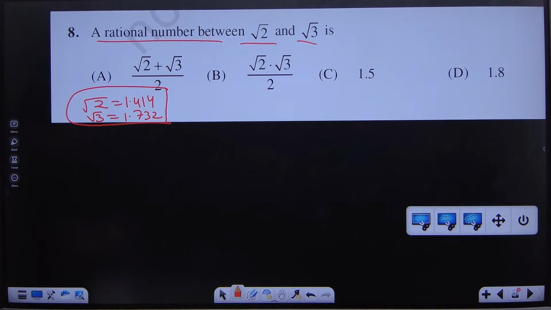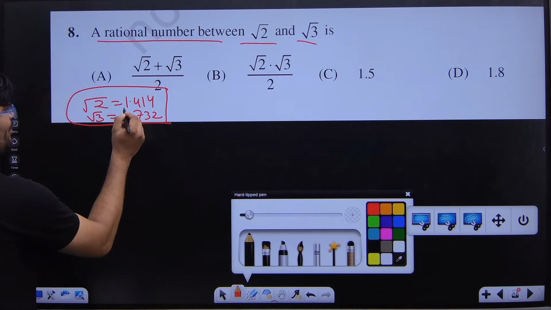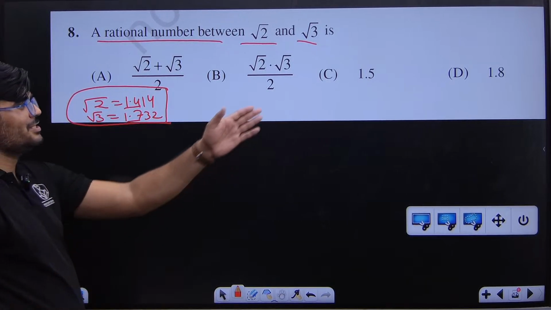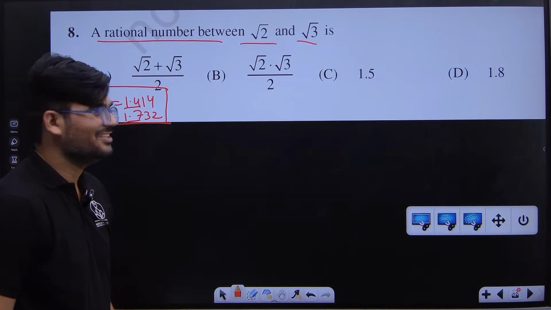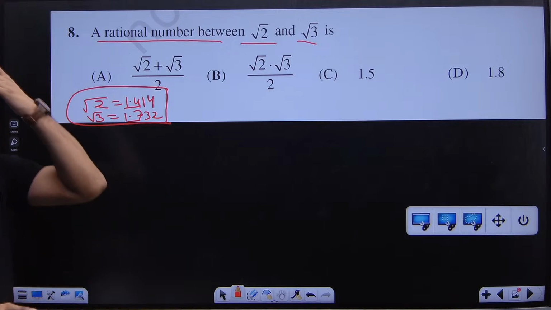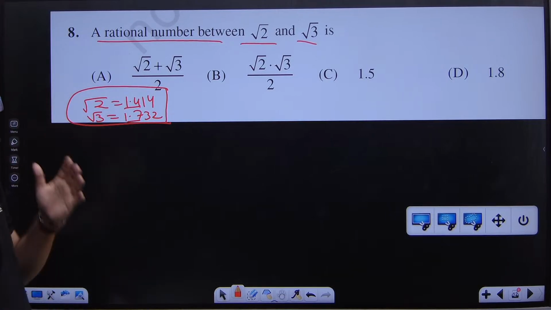Why are you taking so much time, my dear? Wait, sir, one second. A number between 1.4 and 1.7, you can easily see 1.5 is there. Oh my God, I don't know what you're doing. Even I don't know what I'm doing.